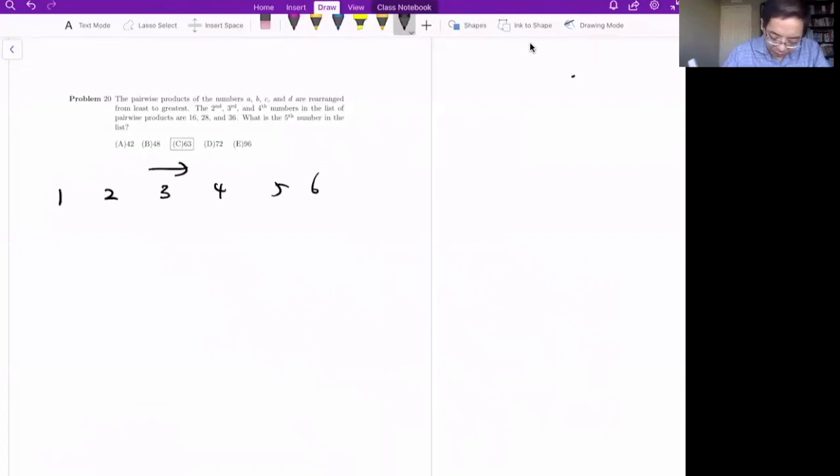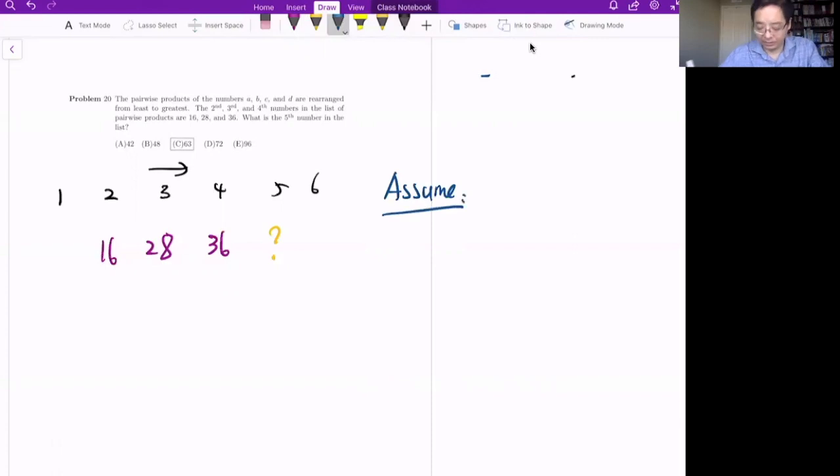All right. And we know the second one is 16. The third one is 28. And the fourth one is 36. And the question is, what is the fifth one? All right. Okay, so as it was put in the hint, because A, B, C, D is due to symmetry, we can just assume they are in this increasing order, right? It doesn't hurt. Okay, so we can say A is less than B, less than C, less than D.